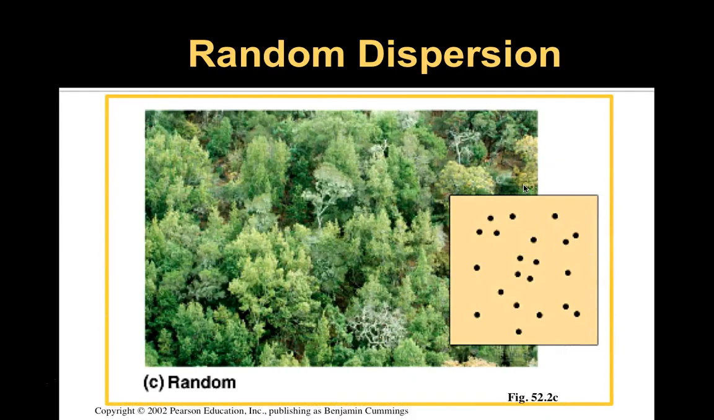Random dispersion is the least common. Most show degrees of clumping and uniformity. When random dispersion occurs, it may be because the environment lacks resources and individuals flock to wherever they can find them in a random distribution.